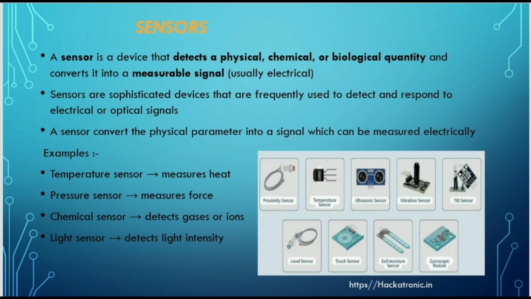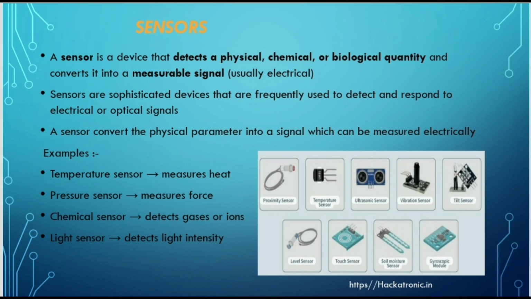A sensor is a device that detects a physical, chemical, or biological quantity and converts it into a measurable signal. Sensors are sophisticated devices that are frequently used to detect and respond to electrical or optical signals. A sensor converts the physical parameters into a signal which can be measured electrically. For example, a temperature sensor measures the heat, and a pressure sensor measures force.